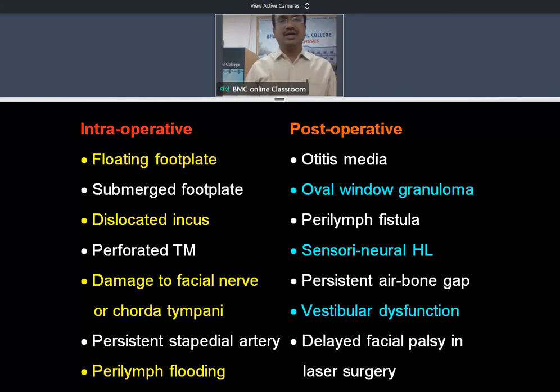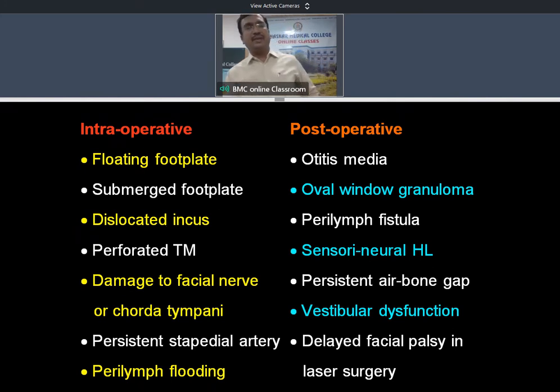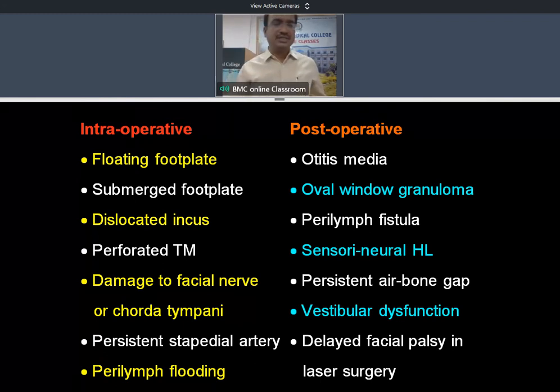So these are the various complications of stapes surgery, during the surgery and post-operative. During the surgery, there is a floating footplate, submerged footplate, dislocation of the incus, perforation of the tympanic membrane during the elevation of the tympanomeatal flap, damage to the chorda tympani or facial nerve, persistent stapedial artery, and perilymph fistula or perilymph gusher.